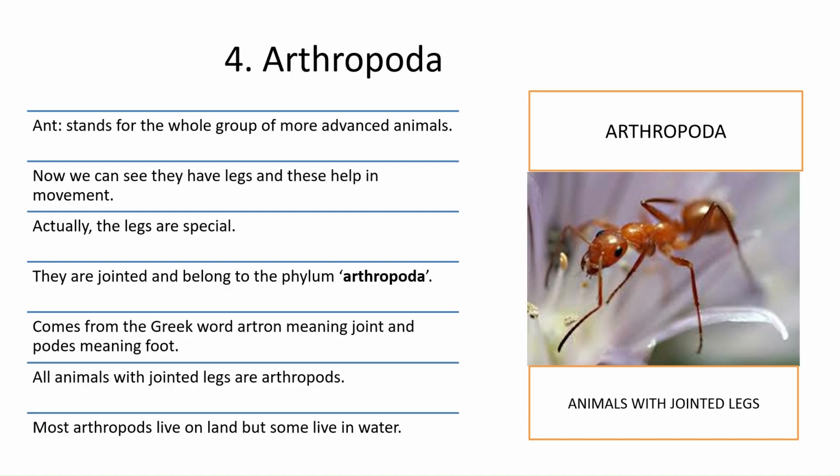So we place the label Arthropoda, then the picture of the ant, and then the description of animals with jointed legs.